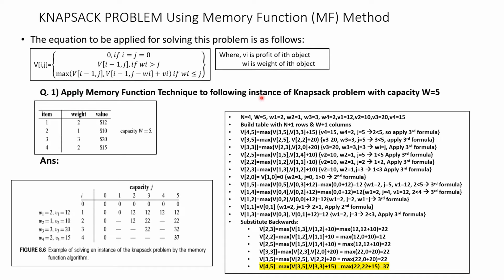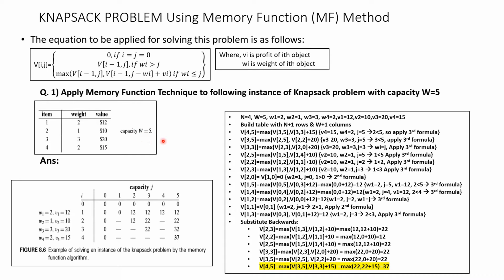Apply memory function technique to the following instance of knapsack problem with capacity W is equal to 5. So this is the table given. Actually this is the same problem which we had solved in the previous classes, but we had used bottom-up dynamic programming method. So in this session we will see how to solve the problem using the memory function or the MF method. Now if you see this table, item 1 has 2 weight, $12 is the profit. Second item has 1 weight, $10 as the profit. Third item has the weight 3 and $20 as the profit. And fourth item has 2 weight and $15 as the profit.